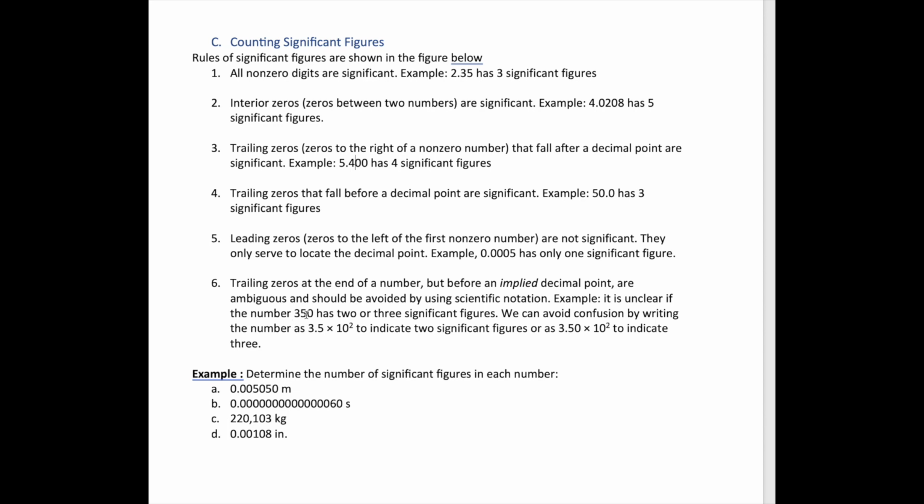When we want to avoid confusion with the number 350, if it's only a 2 sig fig number, then we would write it as this. If it's a 3 sig fig number, we would write it like this.